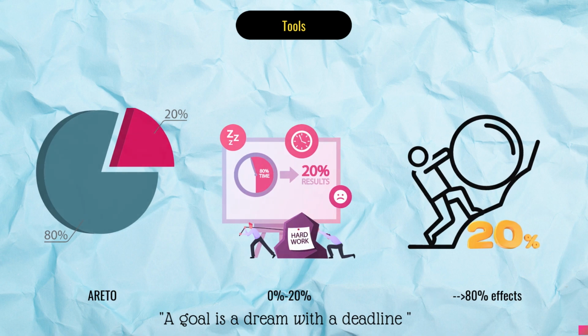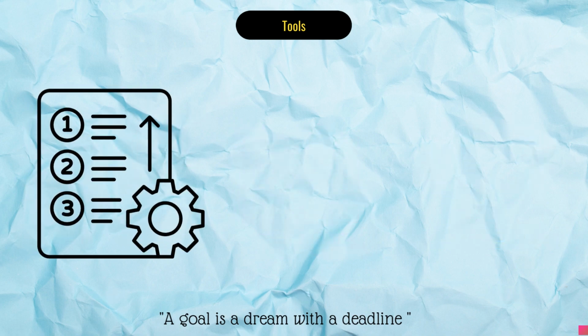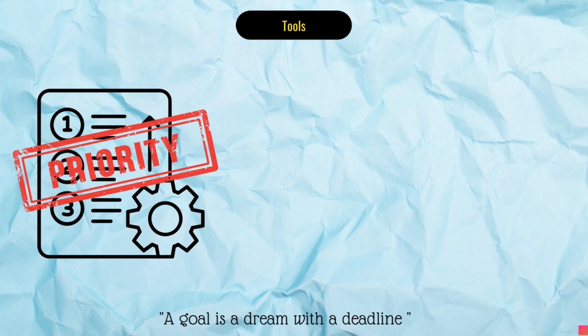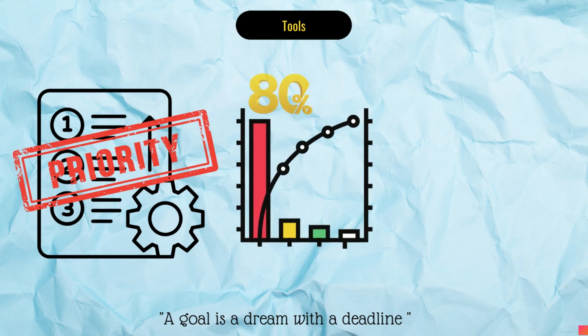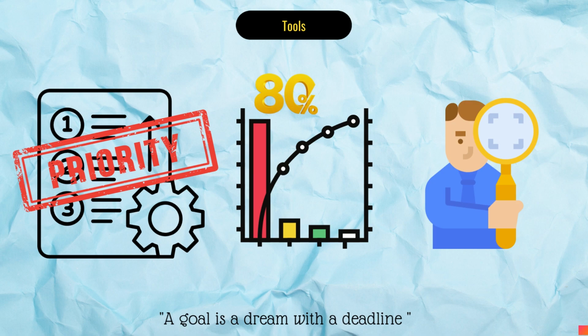This can help you prioritize your efforts and make the most of your resources. The Pareto principle can be illustrated by a Pareto chart, which shows the distribution of tasks and the relative impact of each task on the overall goal. By identifying the most important tasks, you can focus your efforts on the areas that will have the greatest impact and allocate your resources accordingly.